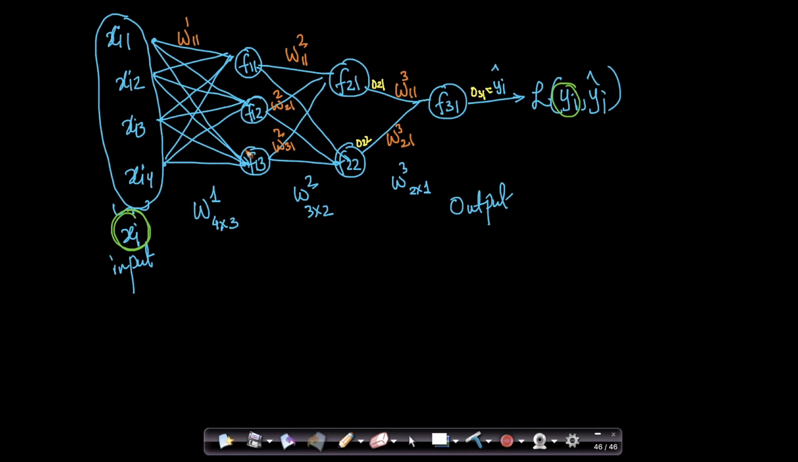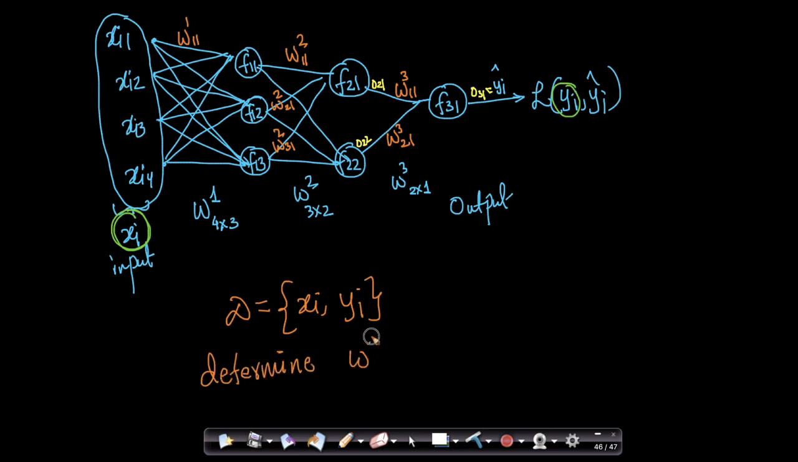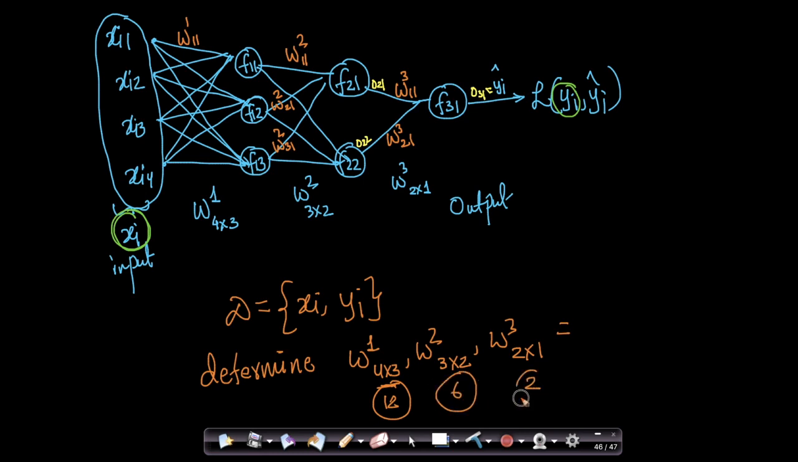Having understood this, now let's try to pose this problem as an optimization problem. Step 1: what are the unknowns here? At the end of this training, you're given a data set D of xi's and yi's, and you have to determine the weights. What are the weights? W1, 4 cross 3, W2, 3 cross 2, and W3, 2 cross 1. So how many weights are here? There are 12 weights here, 6 weights here, and 2 weights here. A total of 20 weights.